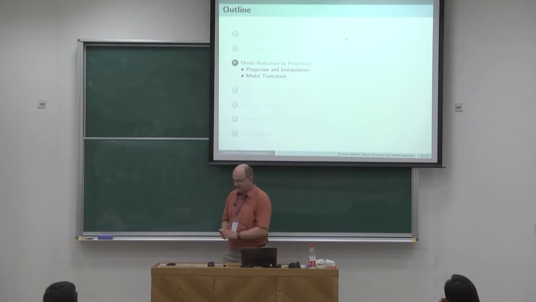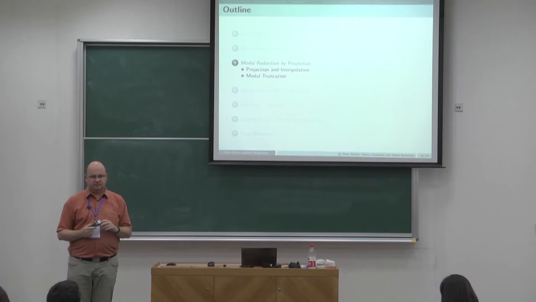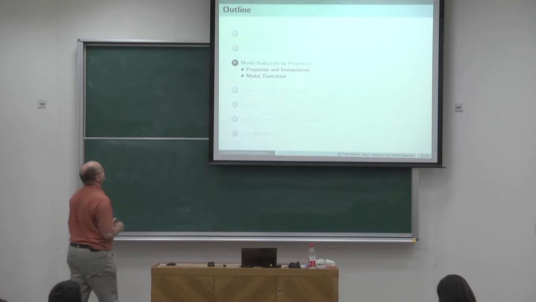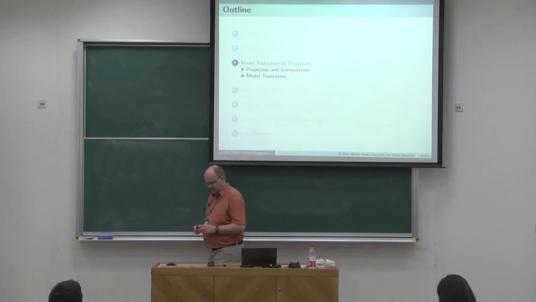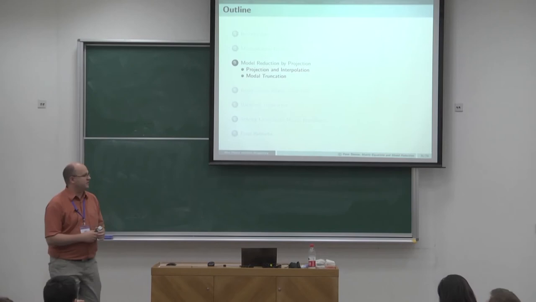Now we really come to, we now know how to measure the difference between original system and reduced order system. The question is now, how do we construct a reduced order system? And this will be the topic for the rest of the week. We will do model reduction by projection. Basically, this will be the only technique. But the way we do the projection will differ in quite great variety.